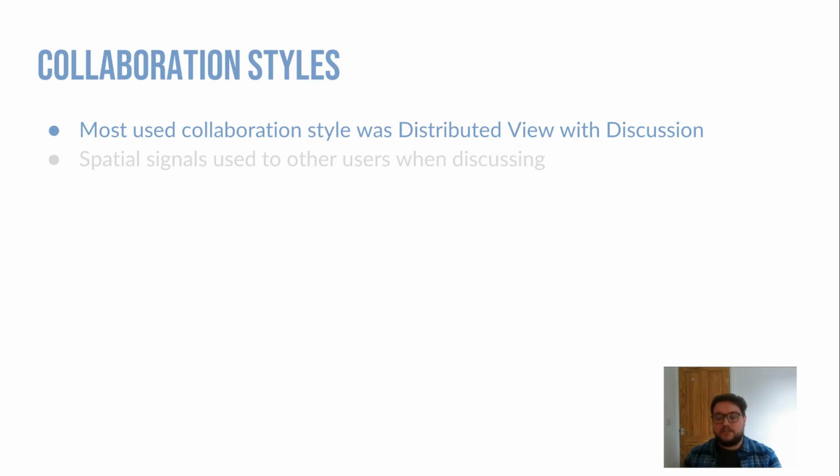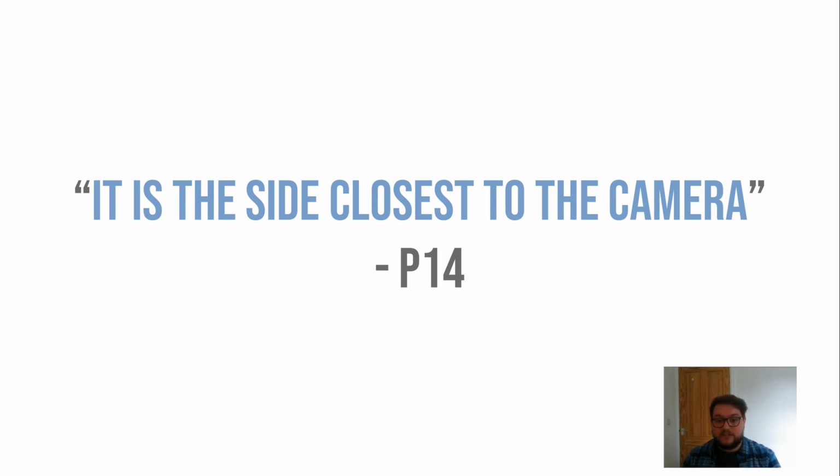We know that the most used collaboration style in each group was distributed view with discussion. Each user would focus on their own device whilst discussing a task rather than looking at other people. We also observed participants using their own device, but using their hands and words to play spatial signals to other users when discussing. For example, it is the side closest to the camera, and the user, whilst looking through their device, would signal spatially where they were looking.